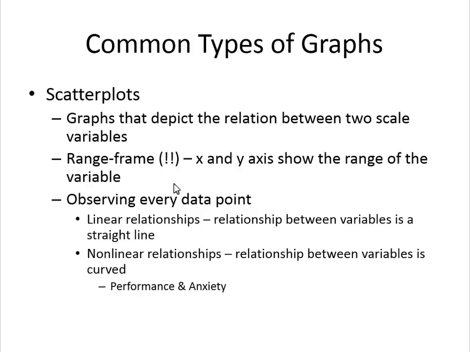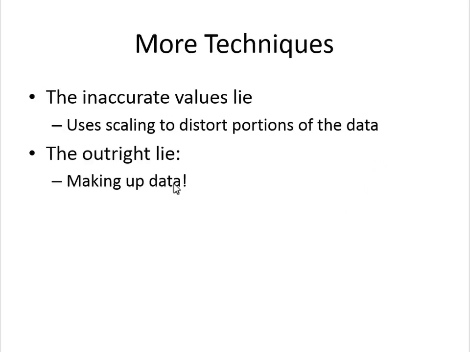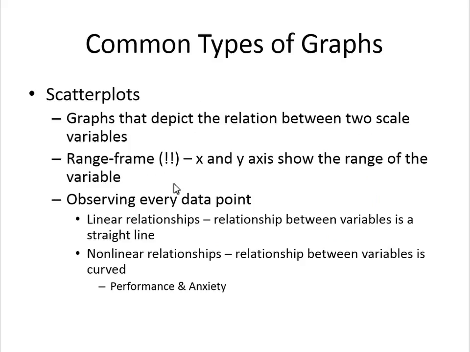You have to deal with the range frame issue, which is part of the inaccurate values lie, so making sure that the scale of the graph covers the scale of the data. R will do that for you mostly automatically. And the cool thing about scatter plots is it allows us to look at every person's data. When we get to bar graphs, we sort of summarize the data, but scatter plots allow us to see each individual person. So each dot is a person or data point.